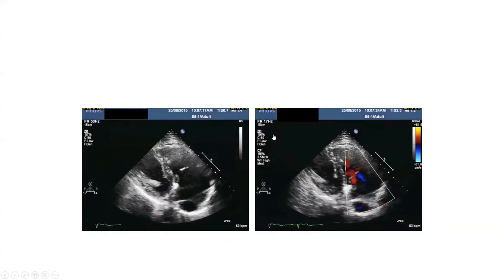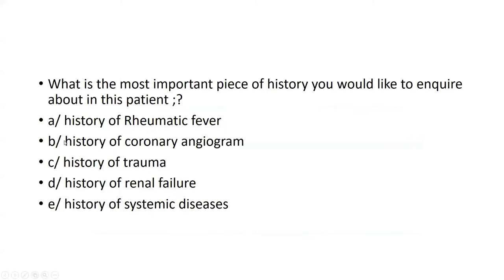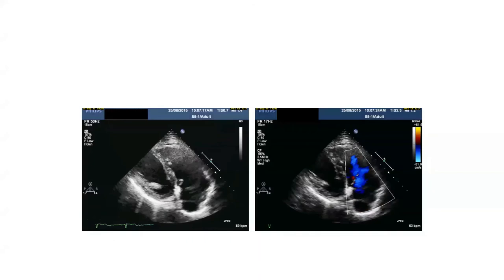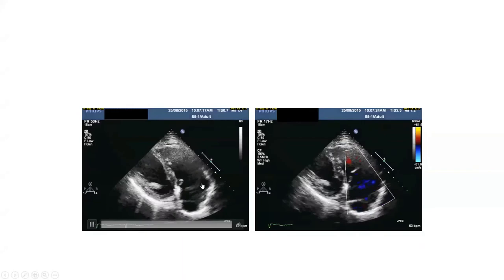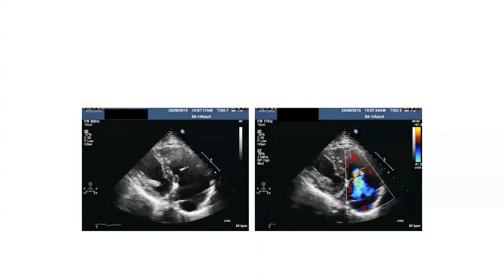So now, if we go back to the question, what piece of history would you like to inquire about in this patient? History about trauma. Exactly. You are so right. History of trauma. So this is important about the tricuspid valve. By the way, with the tricuspid valve, we have a problem of premature closure bias, because we are so accustomed to seeing functional tricuspid regurgitation. So we miss organic tricuspid disease.